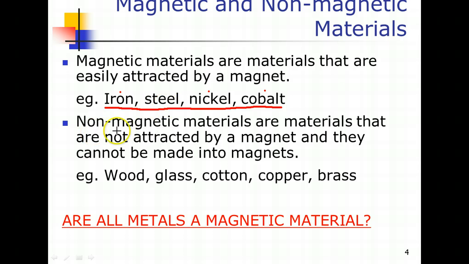How about non-magnetic materials? These are basically any other materials, whether metals or non-metals, that do not have any magnetic ability, meaning that they cannot be attracted by a magnet at all. For example, wood, glass, cotton, copper, or brass. So now let's look at this question: are all metals a magnetic material? Then I think you should know by now the answer would be of course a no here.